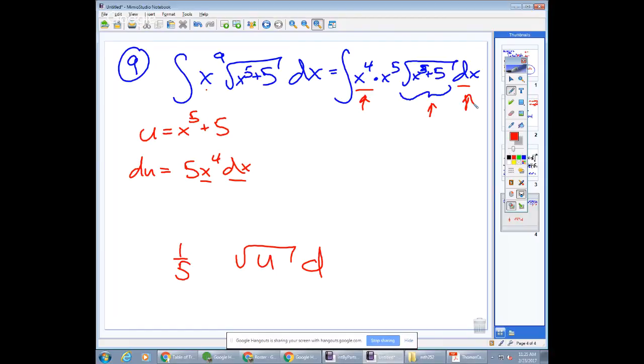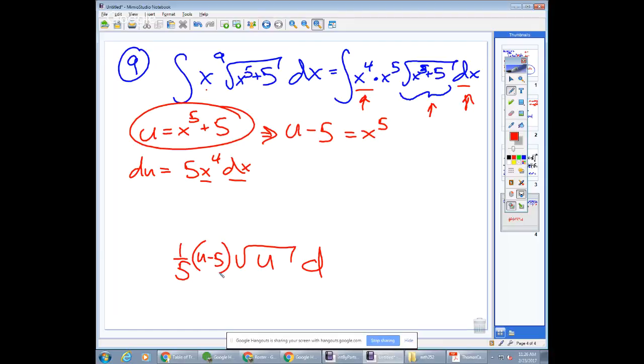And x to the 5th, if you focus on this right here, is equal to u minus 5. Oh, so I wrote that badly. That implies x to the 5th is u minus 5, right? So then instead of the x to the 5th there, I can throw in a u minus 5. So I took the addition out of the square root.